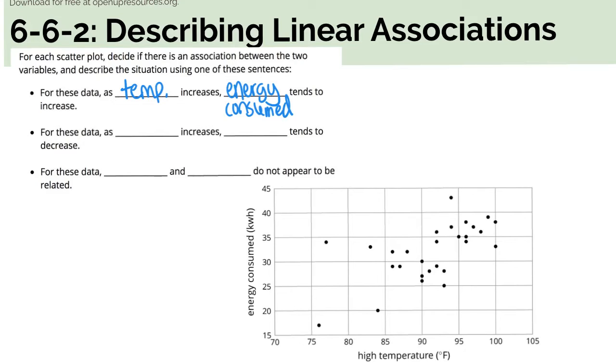This data is more scattered than the other graphs, but I still see a trend, and my line would look something like this. The first statement again makes more sense. As the temperature outside increases, the energy consumed tends to increase, and it might be because we're running more air conditioners. Now this is still a positive association. It's just going to be a weaker association because the data is more scattered than we've seen so far.